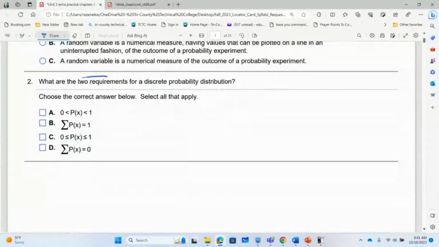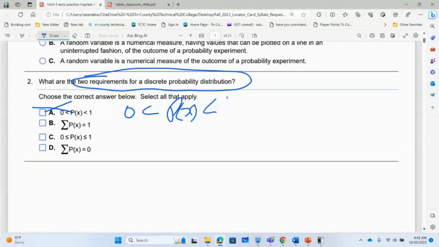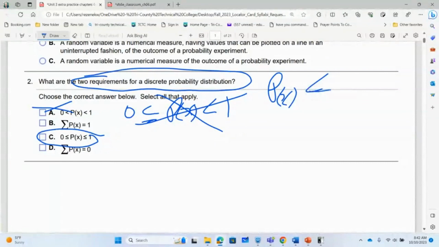Somebody's trying to see if you remember the properties of probability. What are the 2 requirements for a discrete probability distribution? If it is a discrete probability distribution, the sum of all the probabilities must be 1. Be careful. It is not A, because that said probability is less than 1. This is not the answer, because actually the correct answer is C. C says probability cannot be less than 0. Probability of a variable cannot be greater than 1. And probability must be between 0 and 1.